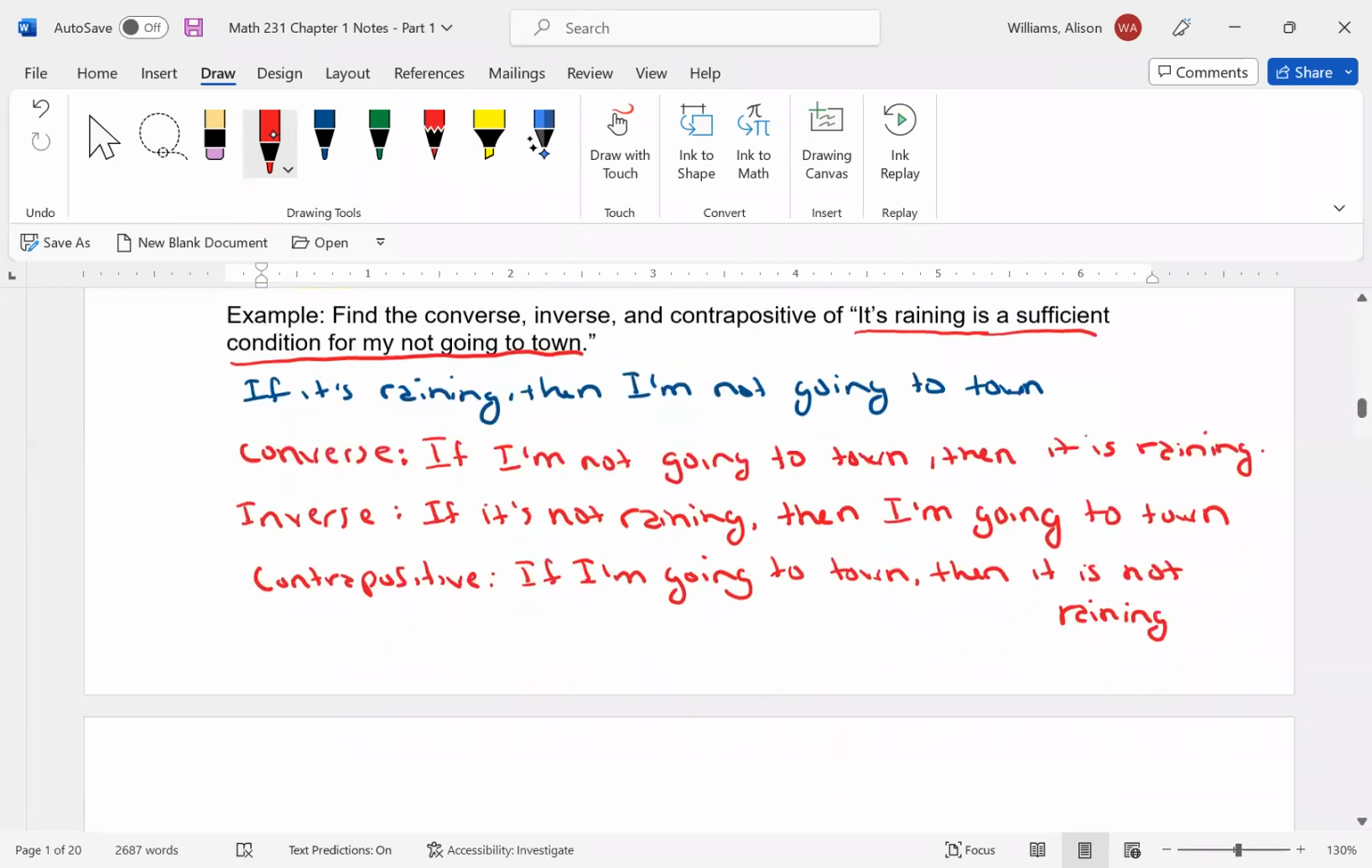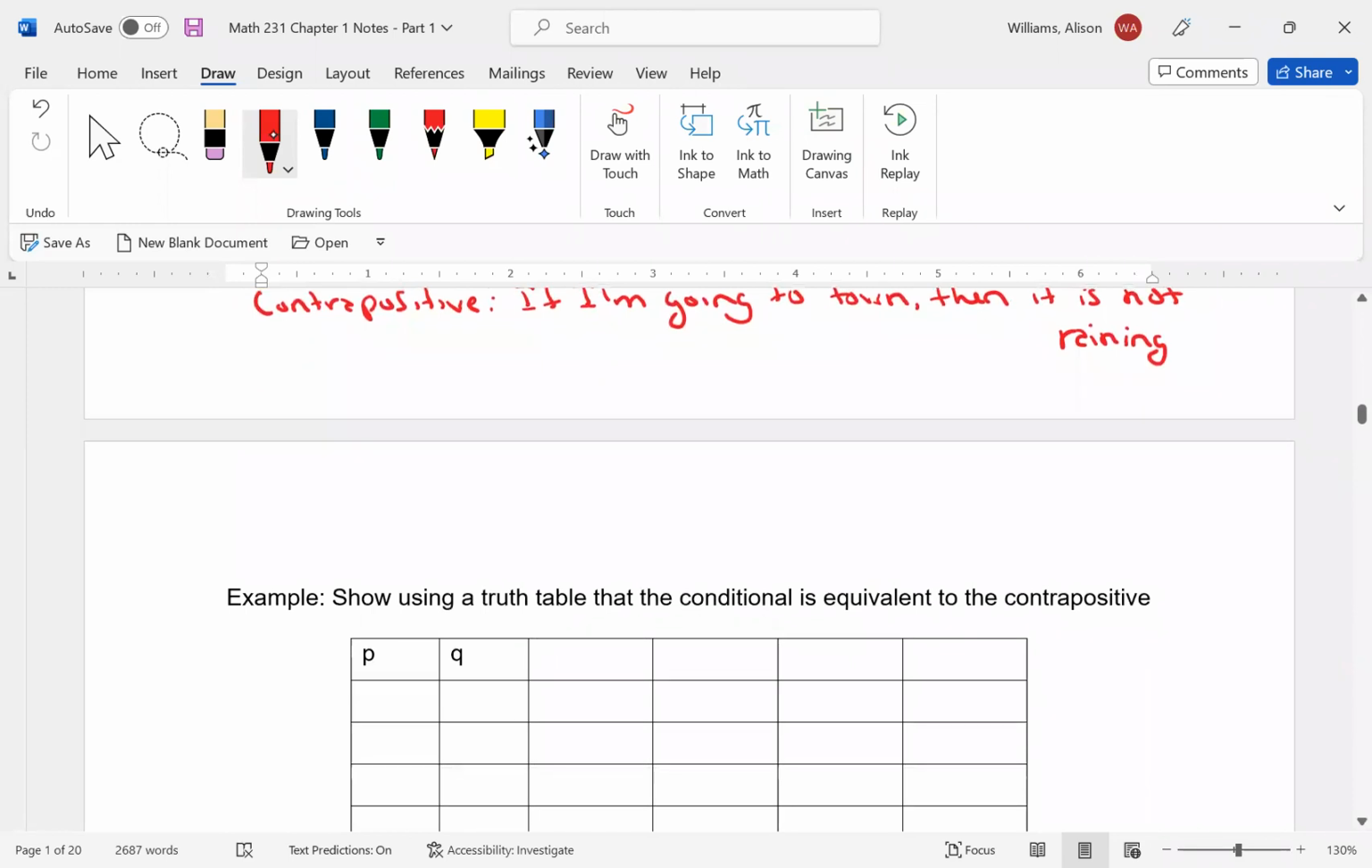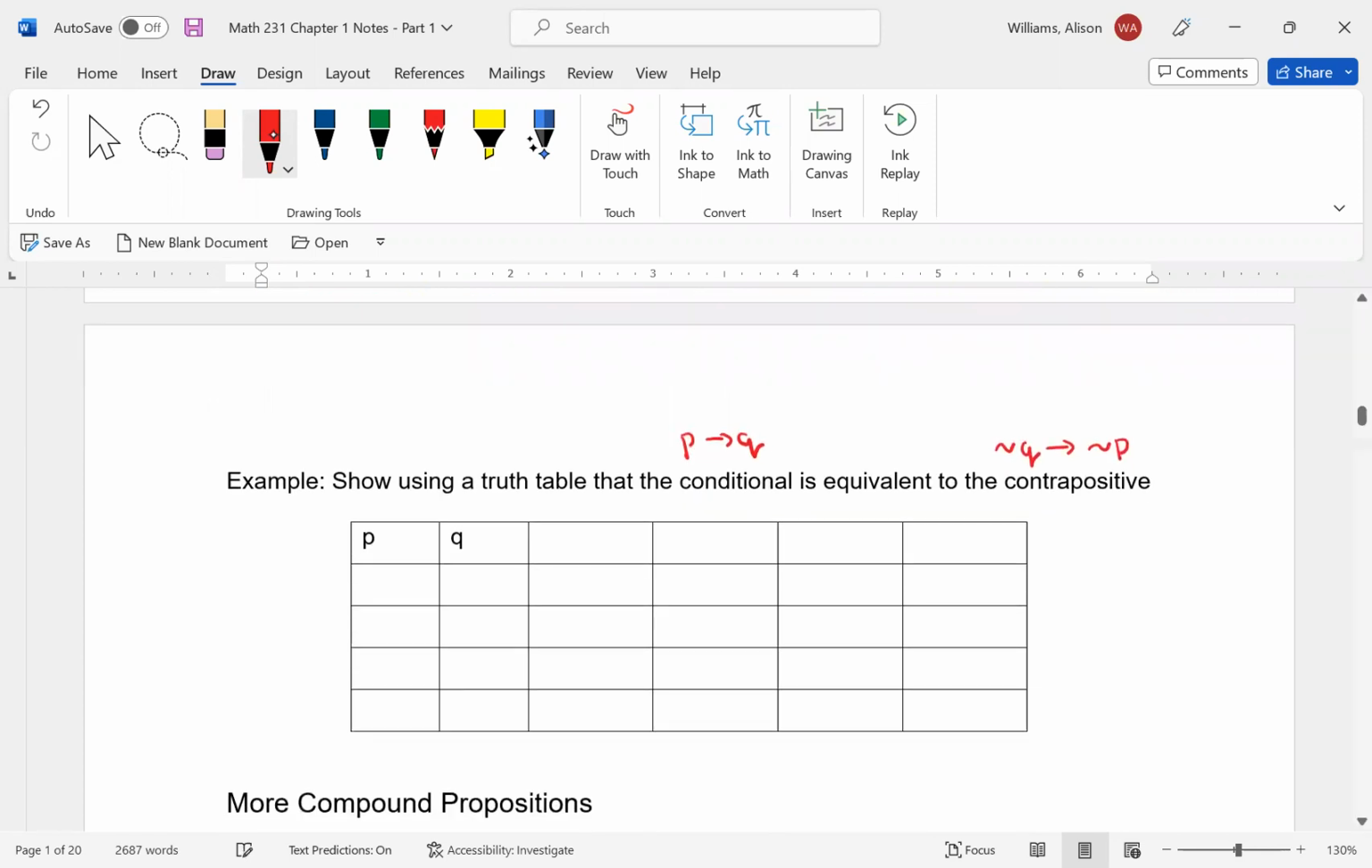And I believe the next example actually wants us to compare that. Show a truth table that the conditional is equivalent to the contrapositive. So the conditional is P implies Q. The contrapositive is not Q implies not P. So if I want to figure that out, I need to compare these two. First, I need to find not P, not Q. I need to find P implies Q. And then I need to find not Q implies not P. So I'm ending with the two statements I'd like to compare.